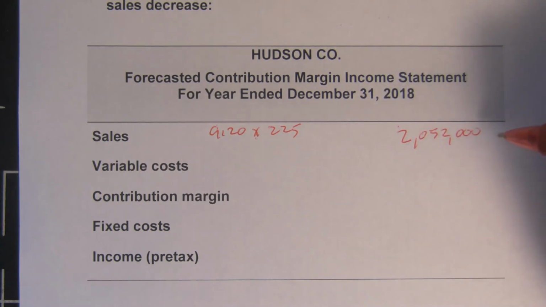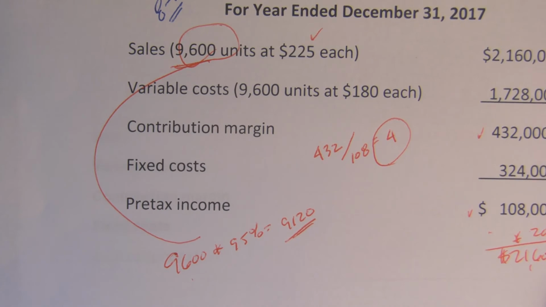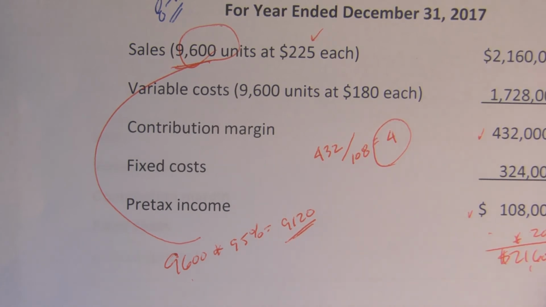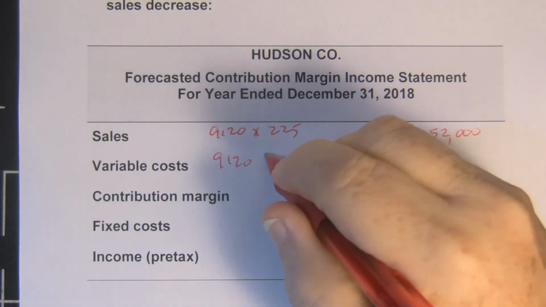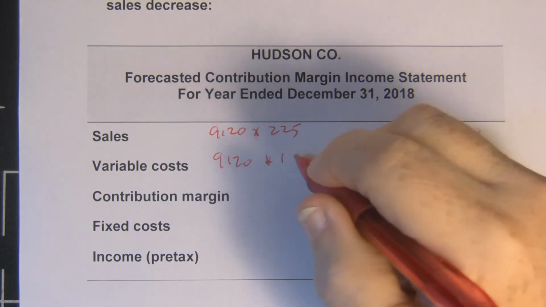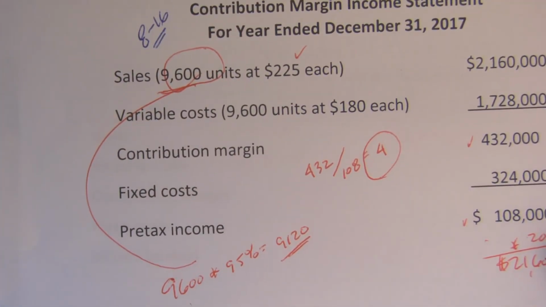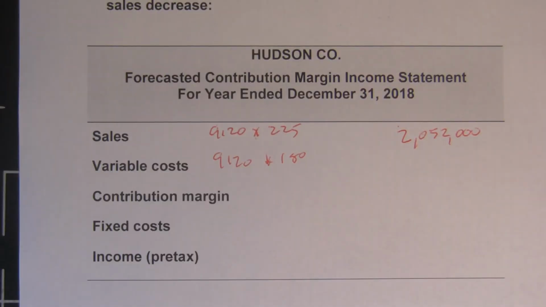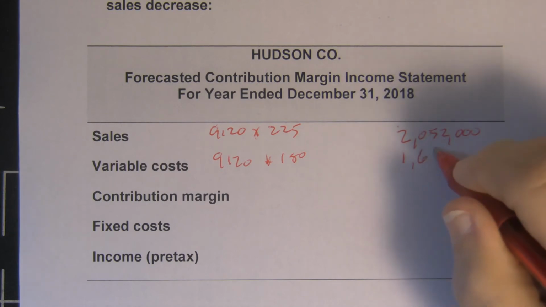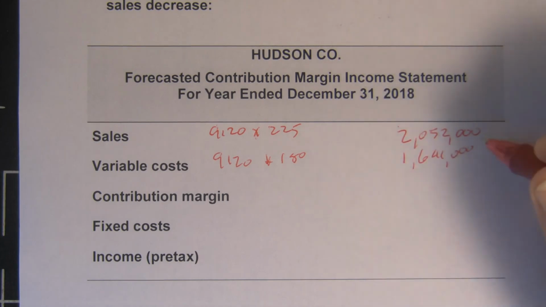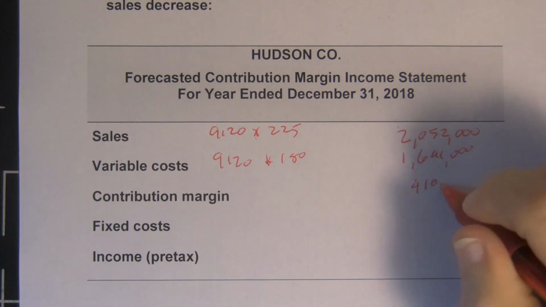The variable cost will also go down because the variable cost originally were for 9,600 units. We're only going to be making and selling 9,120 units, and the variable cost in this was 180. Again, we have to refer back to the information from 816. You see where the 180 came from. And that gives us variable cost of 1,641,600. And our contribution margin is 410,400.